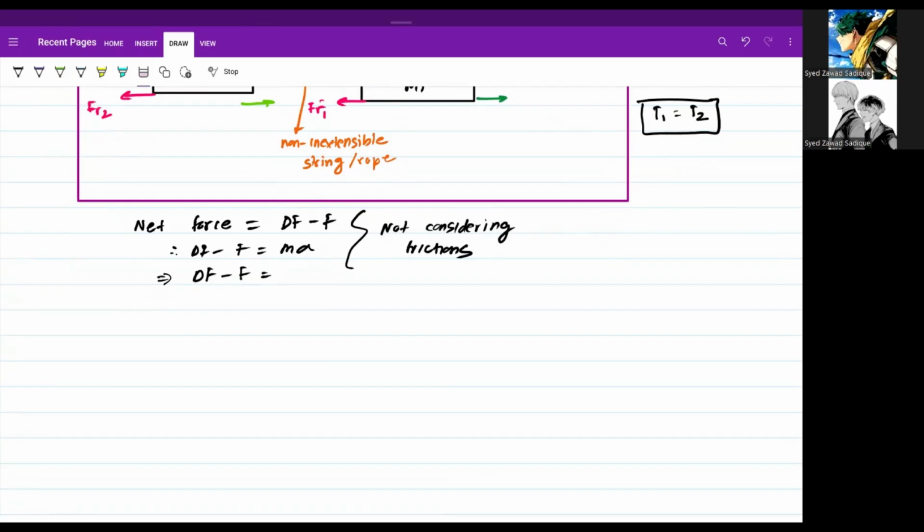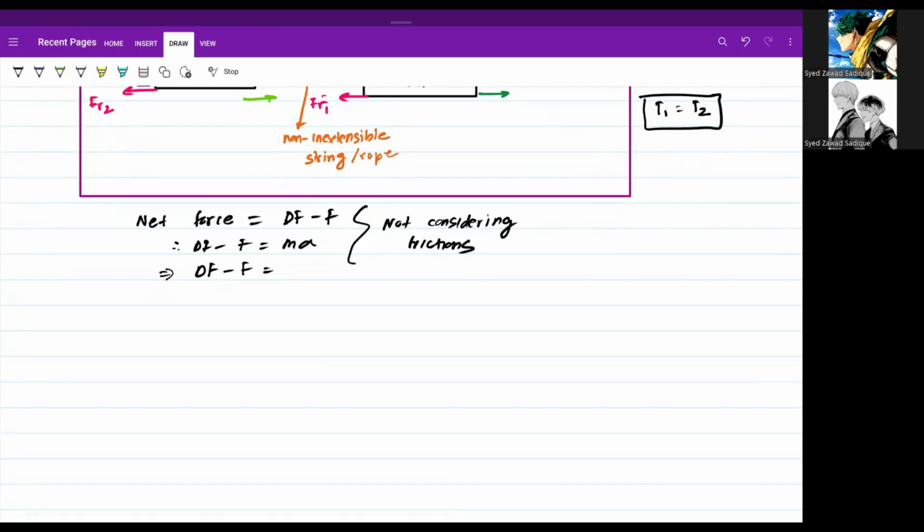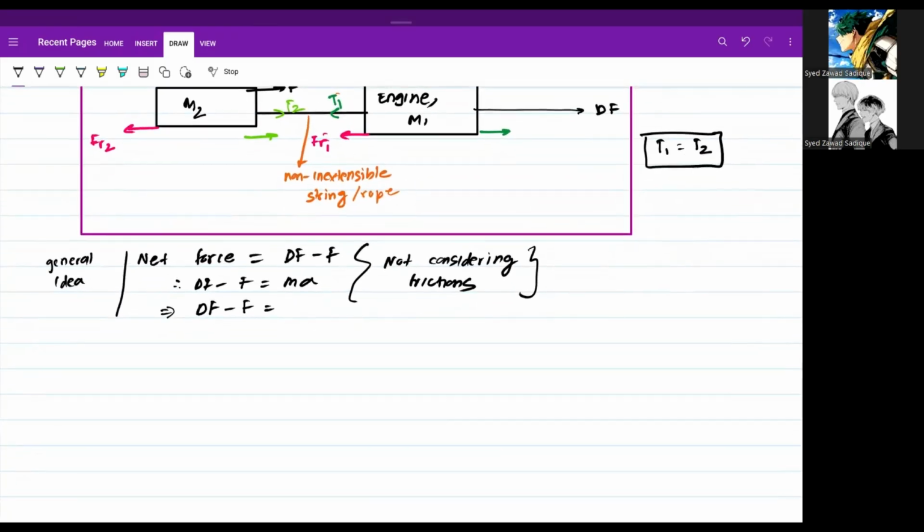Not considering frictions. Okay. Now, this part that I explained is a general idea. This is not how you'll do math. I'll explain it to you. So think about all the forces that are acting. All the forces that are acting forward, all the forces that are acting backwards.